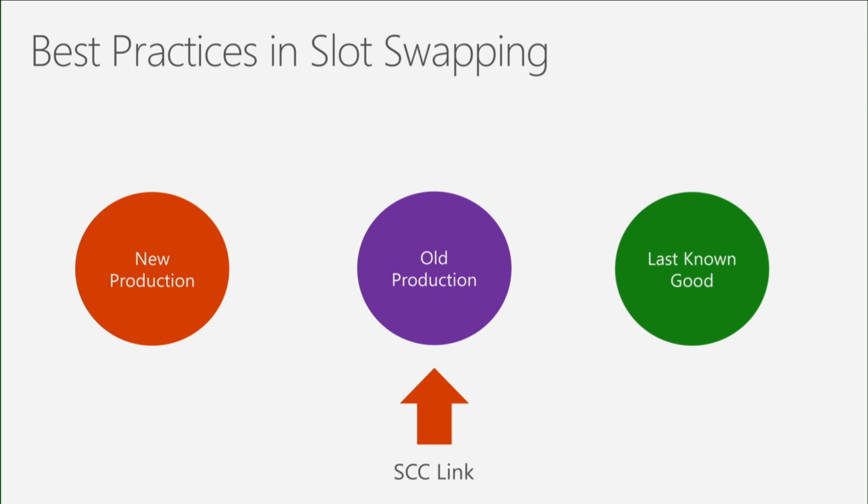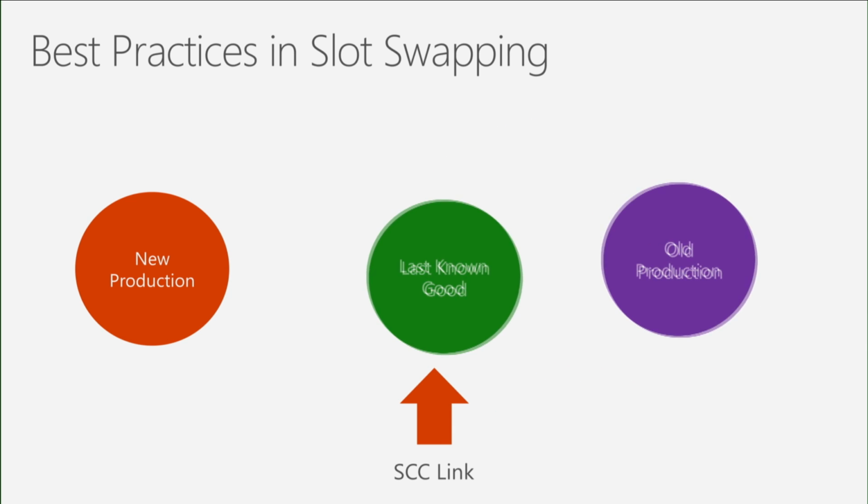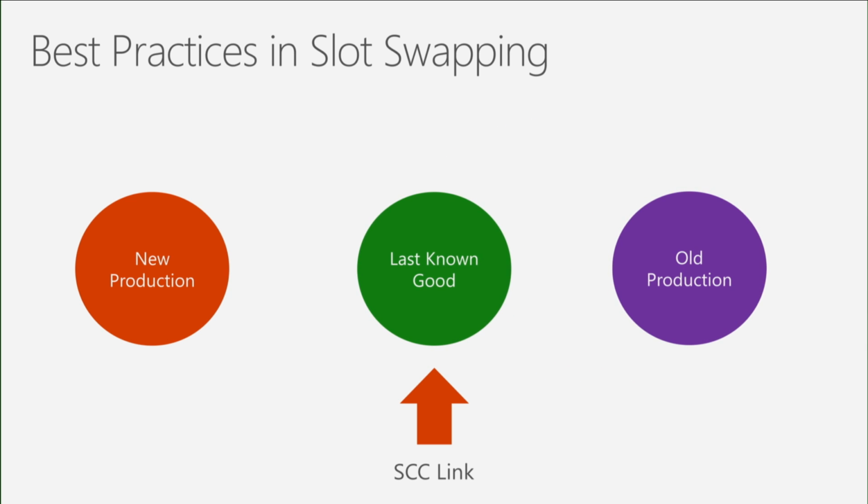That will create a new production and an old production. Now, that old production has been running for a while, probably. So I want to keep that around. So I also do a second swap with the last known good. So now, when I'm finished, my new production is in production. My old production is where my last known good is. And I've got a new staging site that's ready to be deployed next time I check something into the GitHub repository.